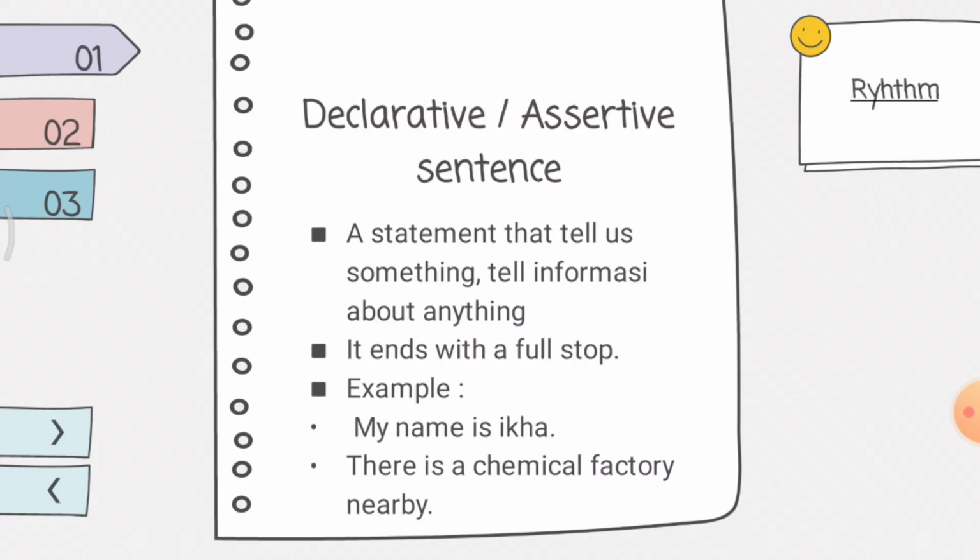A declarative or assertive sentence is a statement that tells us information about anything. It ends with a full stop. For example, "My name is Ikha."